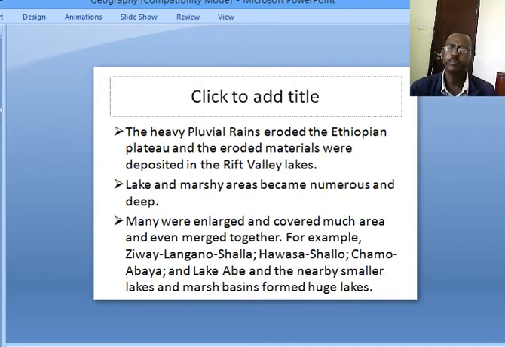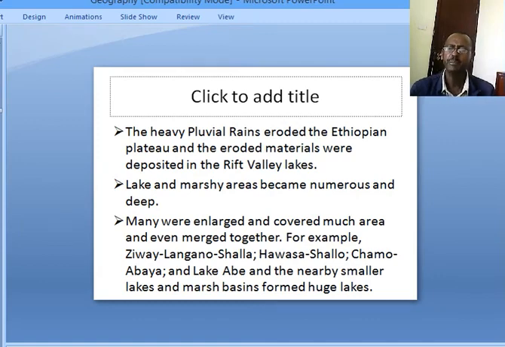The heavy pluvial rains eroded the Ethiopian plateau, and the eroded material is deposited in the Rift Valley. Since the Rift Valley is a lowland area, because of torrential or heavy rainfall, when the highland area plateaus were eroded, the eroded materials through this water were transported and deposited in the Rift Valley lakes, because these water bodies are to be found within the Rift Valley.